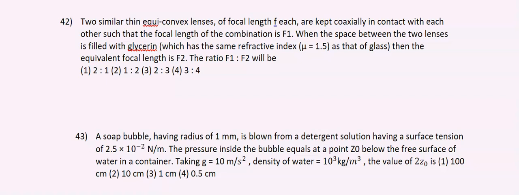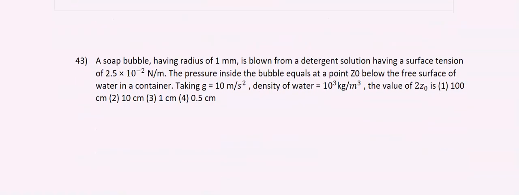43rd question. A soap bubble having radius of 1 millimeter is blown from a detergent solution having a surface tension of 2.5 into 10 to the power of minus 2 Newton per meter. The pressure inside the bubble equals the pressure at a point Z0 below the free surface of the water in the container. Taking g is equal to 10 meters per second squared, density of water is equal to 10 to the power of 3 kilograms per meter cube, the value of Z0 is: 1, 100 centimeters; 2, 10 centimeters; 3, 1 centimeter; 4, 0.5 centimeters. Now let us quickly solve.